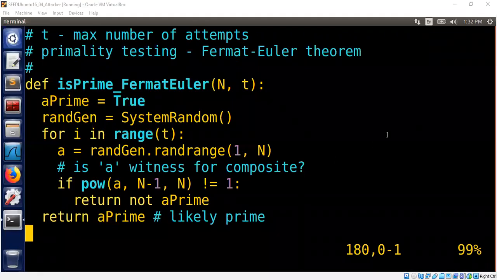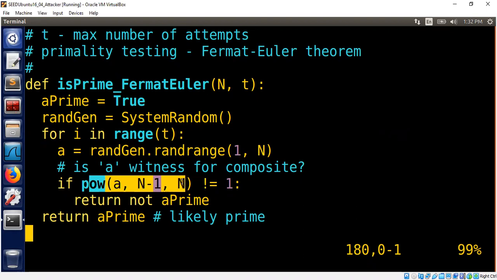Hello, welcome back. In the previous segment, we talked about the first version of randomized primality testing using the Fermat-Euler theorem. Our argument was that if we are able to find a witness a such that a^(n-1) mod n is not equal to 1, then we concluded that the number n cannot be a prime. This is just coming straight from the theorems that we have discussed in the past.